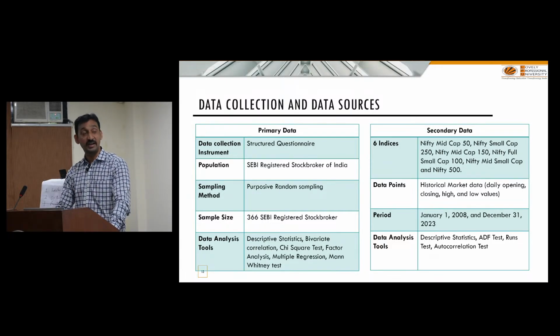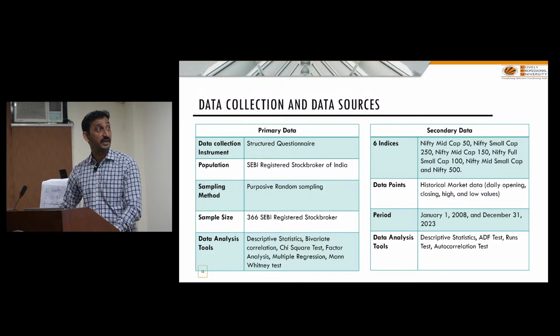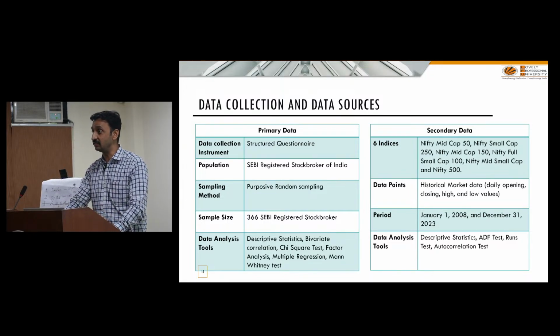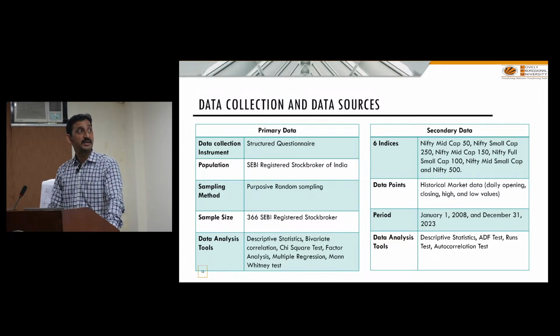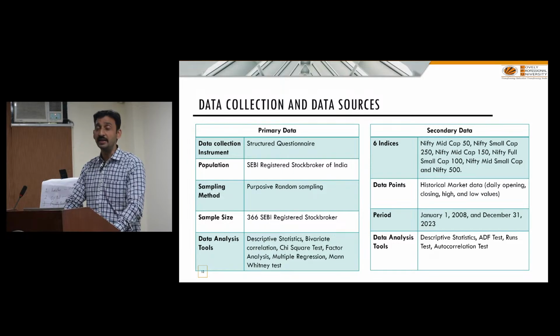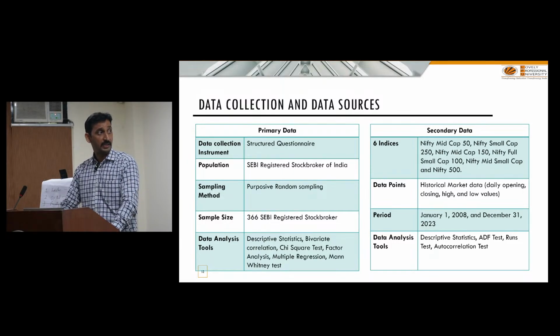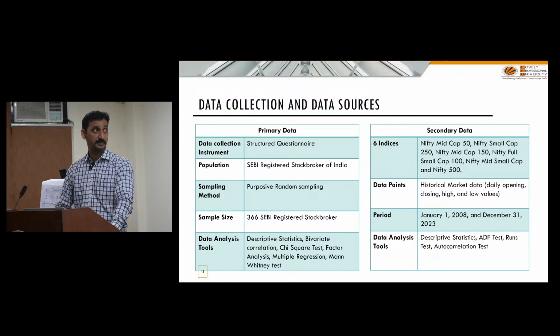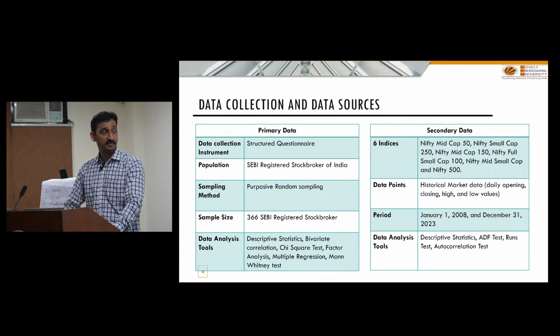For the secondary data, I have taken 6 indices: Nifty Midcap 50, Nifty Small Cap 250, Nifty Midcap 150, Nifty Small Cap 100, Nifty Mid Small Cap, and Nifty 500. These are the 6 indices that I have taken for my analysis. Data points: historical market data, the daily opening, closing, high and low values, for the period 1st Jan 2008 to 31st December 2023. The data analysis tools that I have used are descriptive statistics, ADF test, runs test, and autocorrelation.